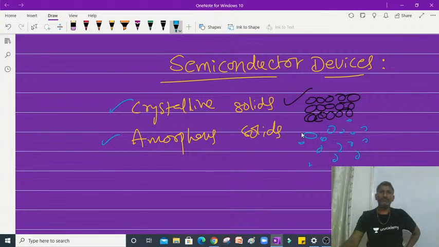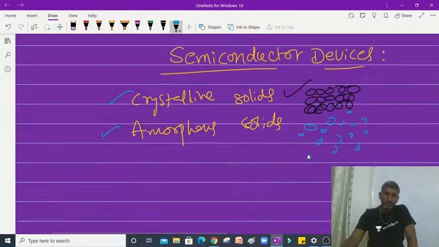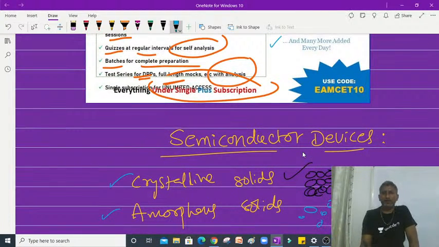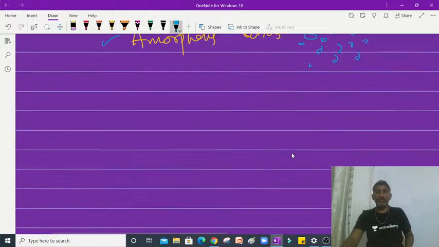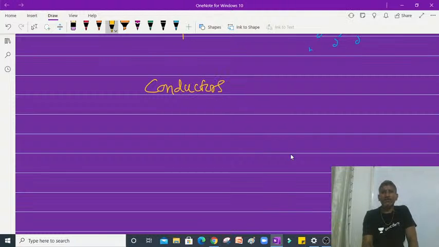Now, these crystalline structures can be classified based on electrical properties into three, because we are going to discuss semiconductors, so classification is a must. Therefore, these crystals are classified based on electrical properties into three groups: conductors, insulators, and semiconductors.